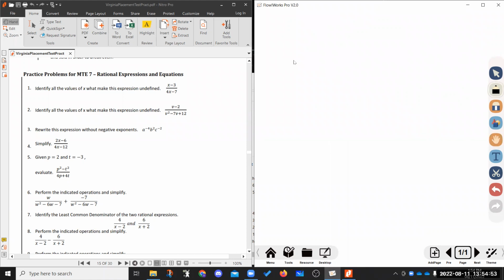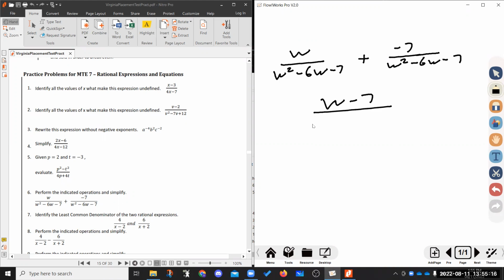Now we're going to perform the indicated operation. We're going to add these fractions together, w over w squared minus 6w minus 7 plus negative 7 over w squared minus 6w minus 7. So when we add the numerators together, we get w plus negative 7, which is the same thing as w minus 7 over the common denominator of w squared minus 6w minus 7.